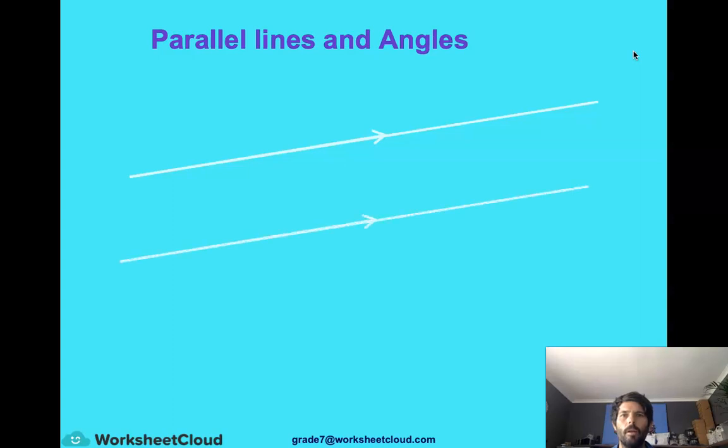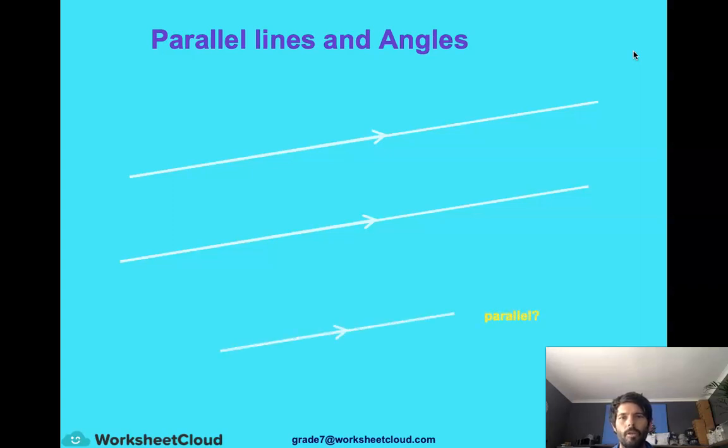So angles in parallel lines. First of all, just a recap on what are parallel lines. So parallel lines are two lines that are equidistant. So they are always the same distance apart. They never touch. They're going in the same direction. So a great example is train tracks. Okay, so train tracks are parallel to each other, the two parts of the train track. They are always the same distance apart and they never meet.